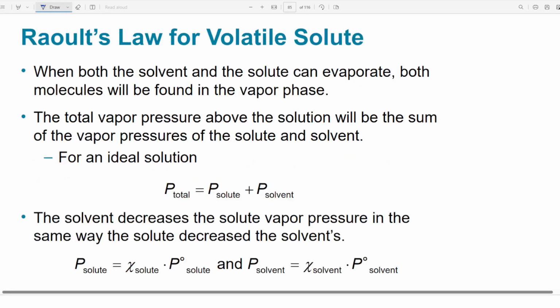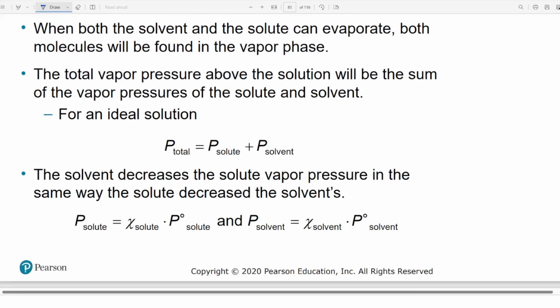Previously, we were discussing non-volatile solutes. But if you have a volatile solute, you have to consider the vapor pressure contributed by both of them. The total vapor pressure is equal to the vapor pressure of the solute plus the vapor pressure of the solvent. And the vapor pressure of the solute will be equal to the mole fraction of the solute times the partial pressure of the pure solute. And the vapor pressure of the solvent is equal to the mole fraction of the solvent times the vapor pressure of the pure solvent.